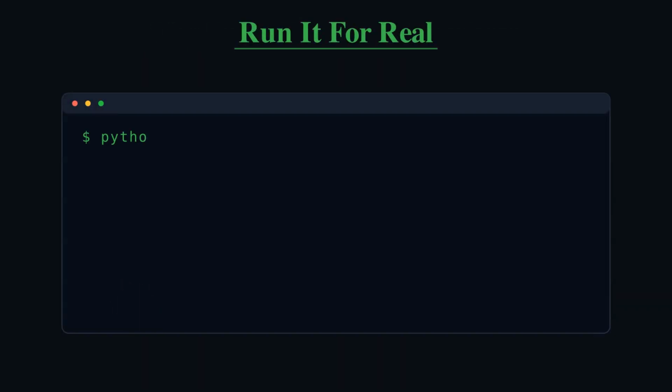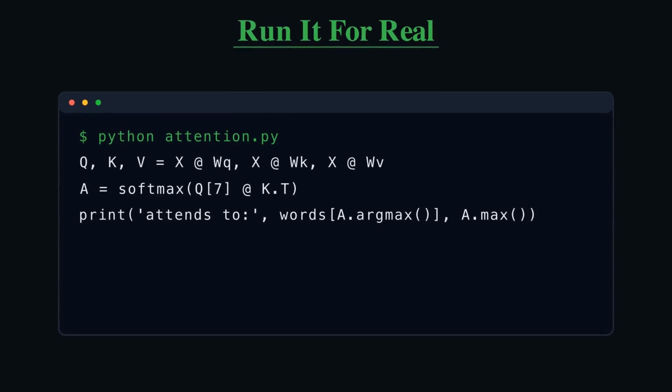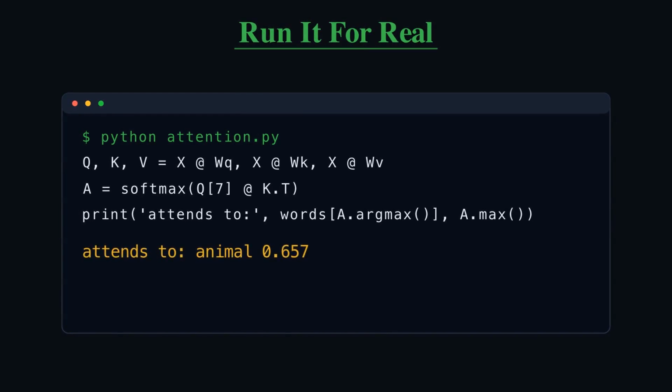Let us actually run it. 4 lines in a terminal, the projections, the scores, the softmax, and there it is. The word "it" attends to animal with weight 0.657, the exact number you just watched us build by hand.